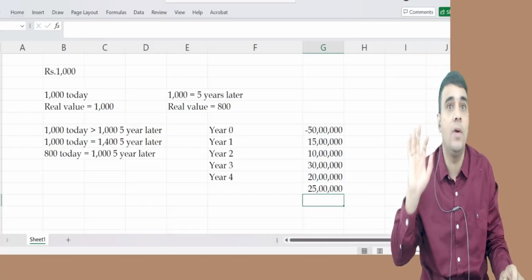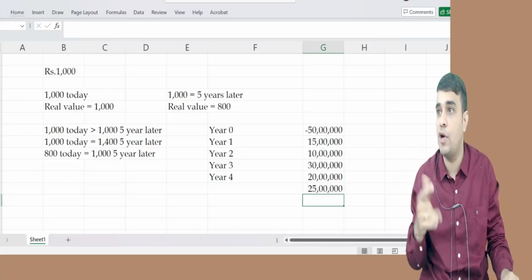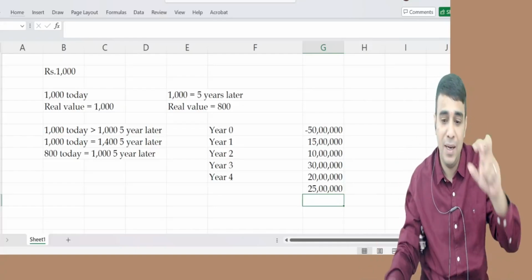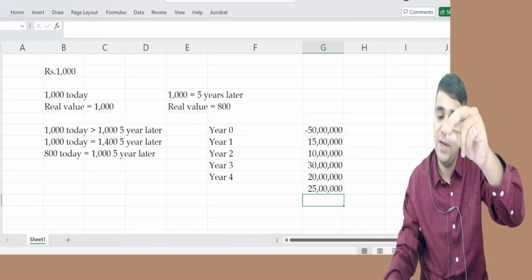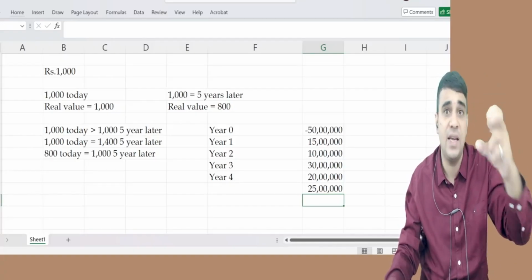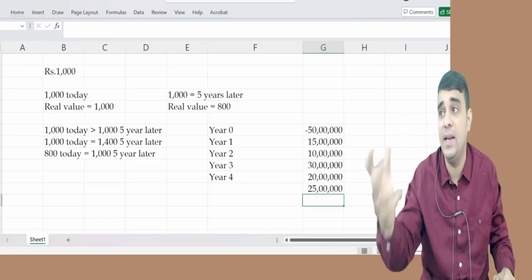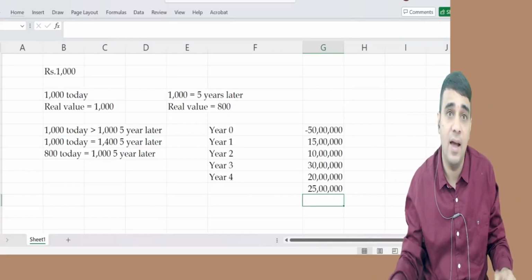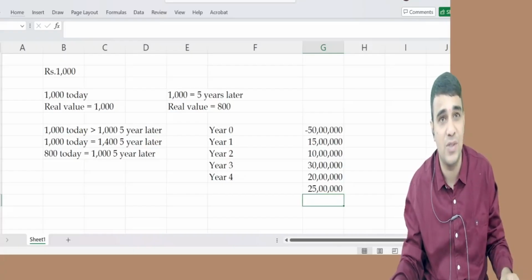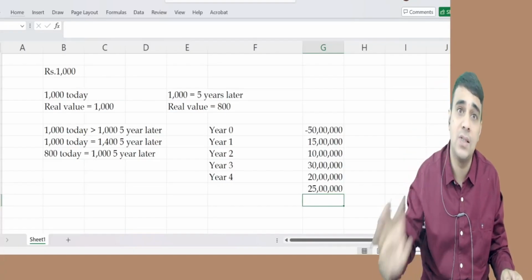This is what accounting will do. Accounting will say profit is 25 lakh. In the books of accounts, what will you record? 25 lakh profit. But in reality, that 15, 10, 30, 20 is in a different time period. So the 15 which I get in the first year, the real worth of that 15 could be 14 lakh or 13 lakh or 12 lakh. I don't know, I'll have to get to some number. The real worth could be different, and what you get is different.